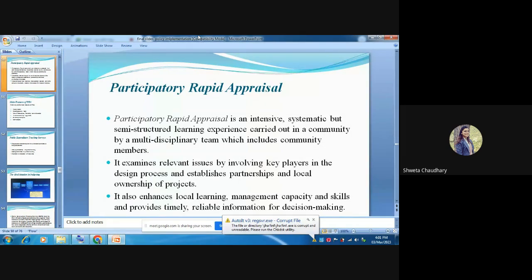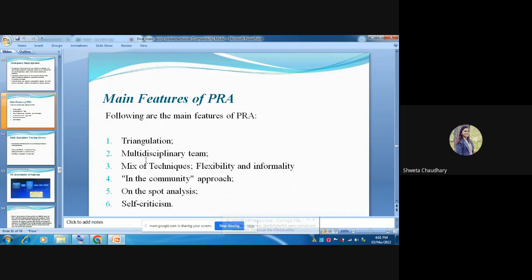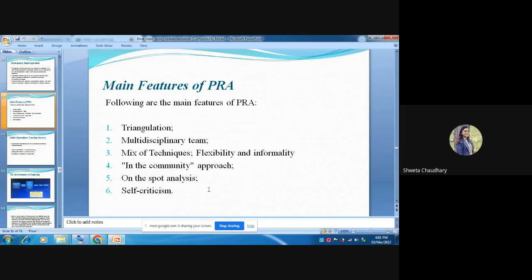So providing this information to the farmers, and not only providing but assisting them, making the information available to them, is the participatory rapid approach. This is a multidisciplinary teamwork. This is a community approach. This is a SWOT analysis. You find out if this area needs support.